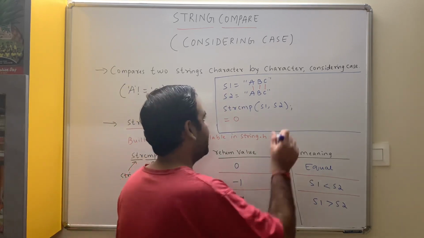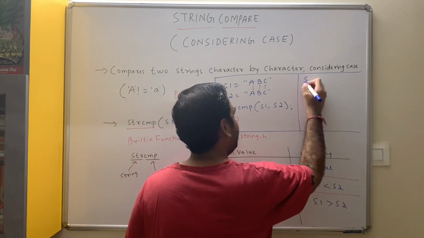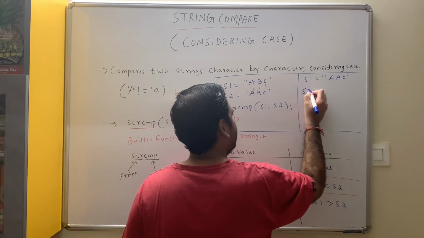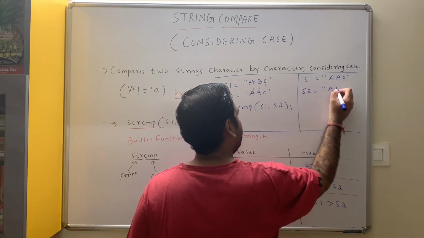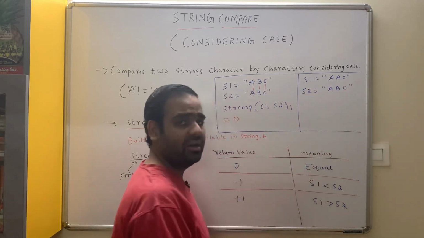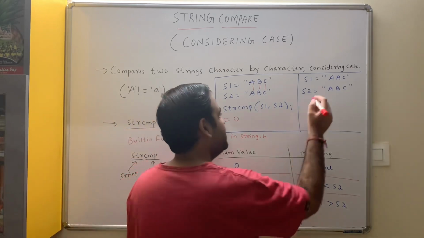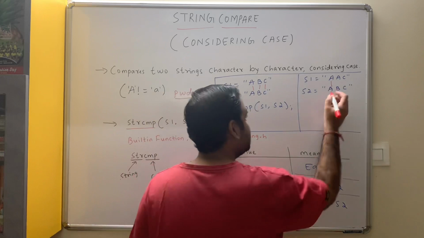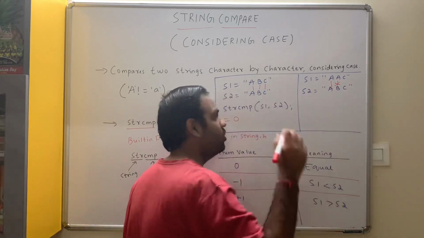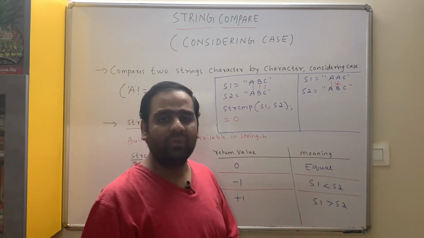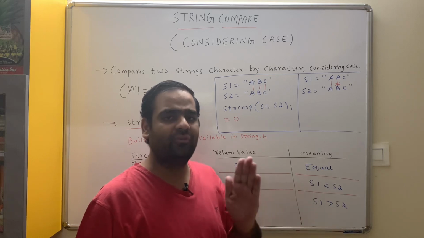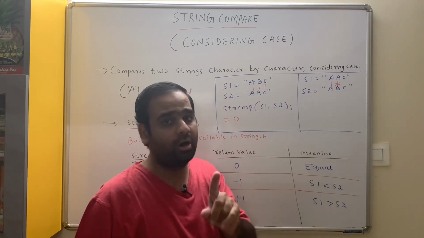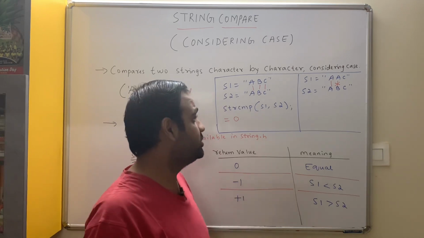Now let's take another example. Say s1 is equal to aac and s2 is equal to abc. Now how does the comparison happen again? It will check, is a equal to a? Yes, a is equal to a. Now it will check, is a equal to b? No, a is not equal to b. Now the string compare doesn't check further. It will compare till the first point of mismatch. Very important. It will compare till the first point of mismatch.